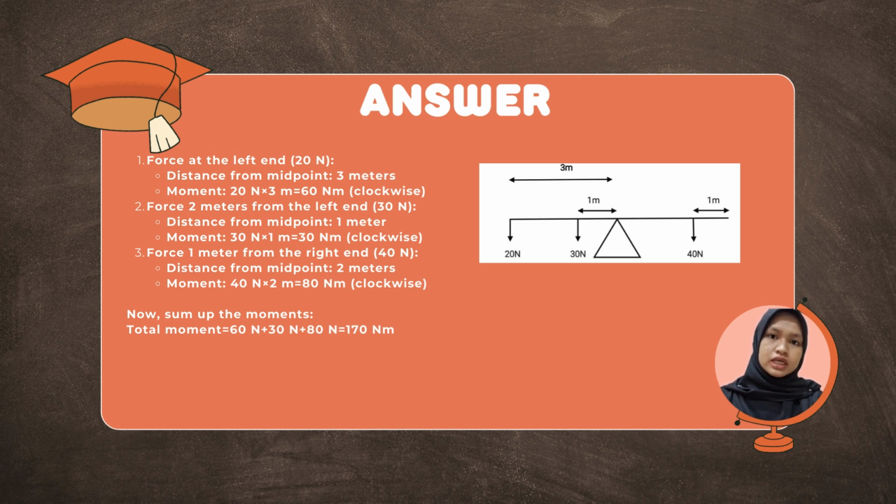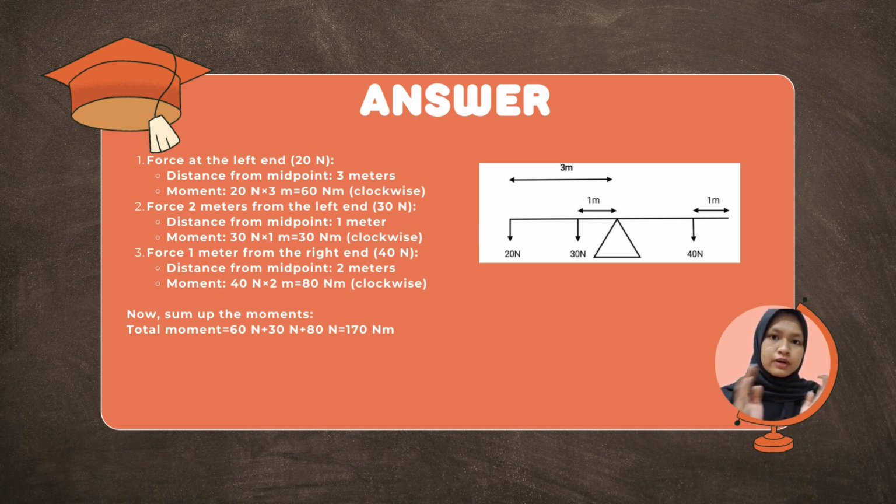Next, we calculate the moments about the midpoint. First, the moment due to the 20 Newton force: 20 Newtons times 3 meters, so we get 60 Newton meters. Second, the moment due to the 30 Newton force is 30 Newtons times 1 meter, so we get 30 Newton meters. And the last, the moment due to the 40 Newton force: we take 40 Newtons times 2 meters and we get 80 Newton meters.